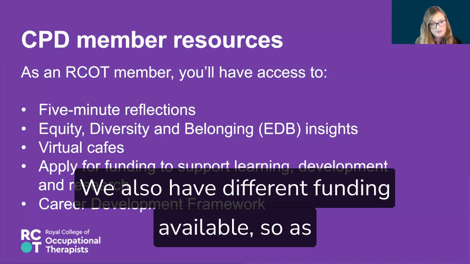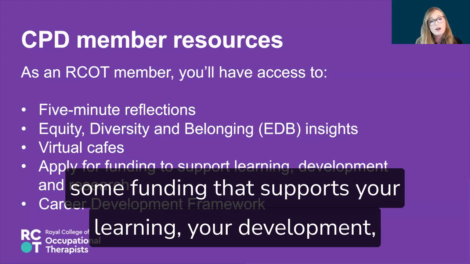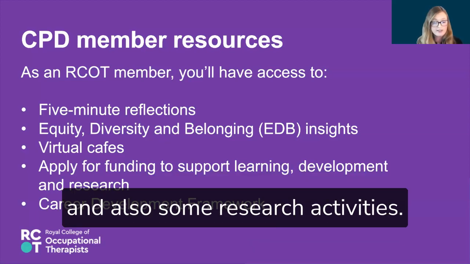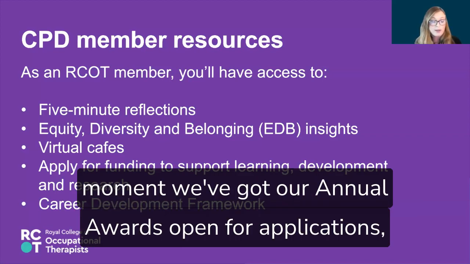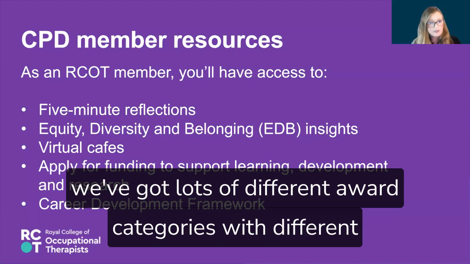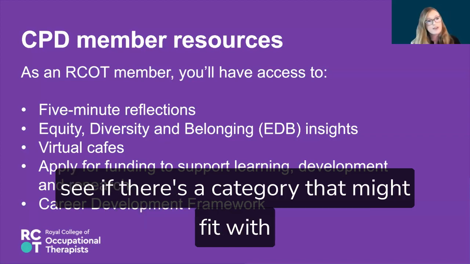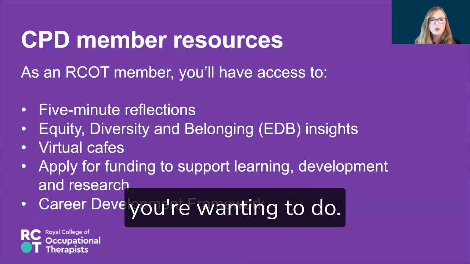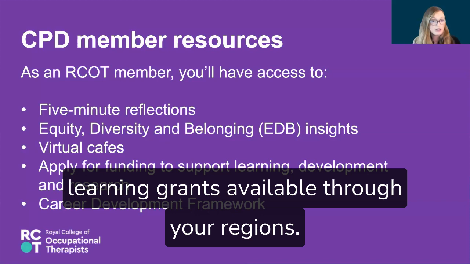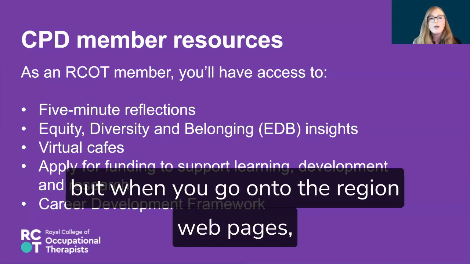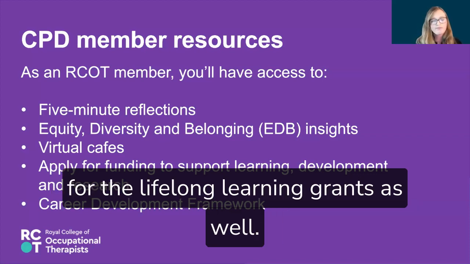We also have different funding available. So as a member, you'll be able to apply for some funding that supports your learning, your development, and also some research activities. Some of you may have seen that at the moment we've got our annual awards open for applications, and we've got lots of different award categories with different amounts of money available. So that's worth exploring to see if there's a category that might fit with a project that you're working on or something that you're wanting to do. And we also have some lifelong learning grants available through your regions. You'll hear more about being in a region later, but when you go onto the region web pages, you can find out more about how to apply for the lifelong learning grants as well.